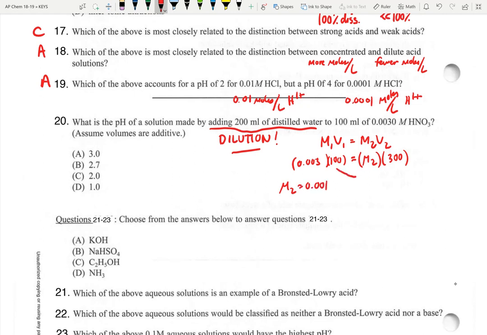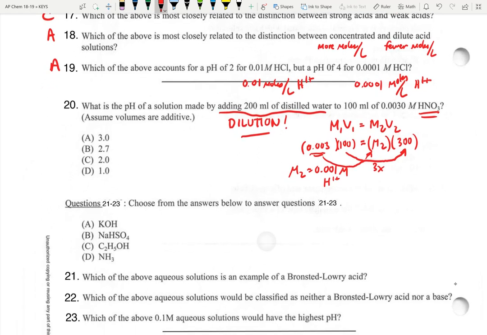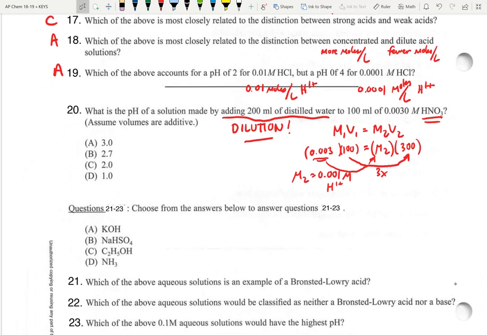Notice again that we've tripled our volume. Therefore, our molarity here is going to be 1/3 of what it used to be. So triple the volume, cut the molarity by a factor of 3. It gets 3 times weaker, and so it's 0.001 molar. Now, this is a strong acid again. Remember, nitric acid is a strong acid. So if it's a strong acid at 0.001 molar, that means that this is also the hydrogen ion concentration because it's going to dissociate completely. And the inverse log of this will be our pH. Well, 0.001 is 1 times 10 to the negative 3. And the inverse log of that value is 3. So our answer is A.